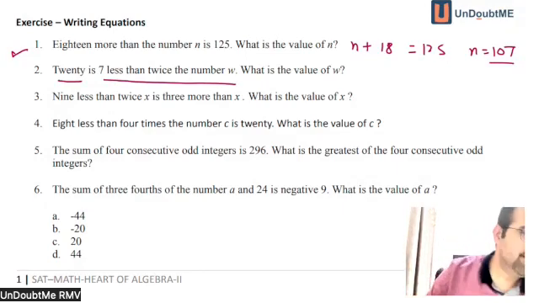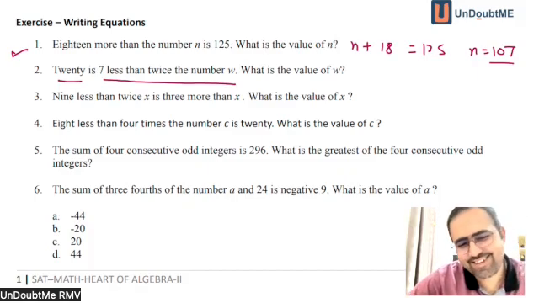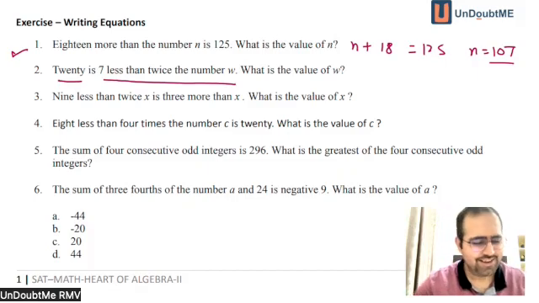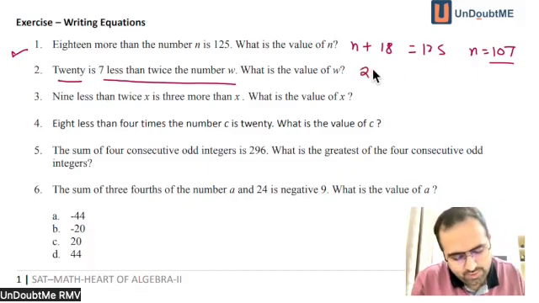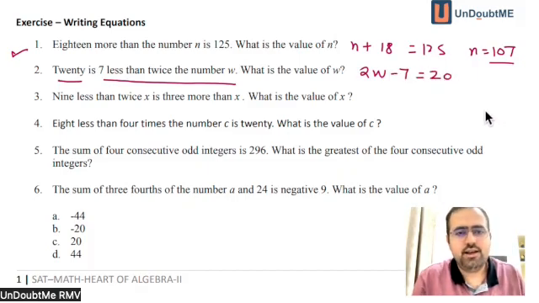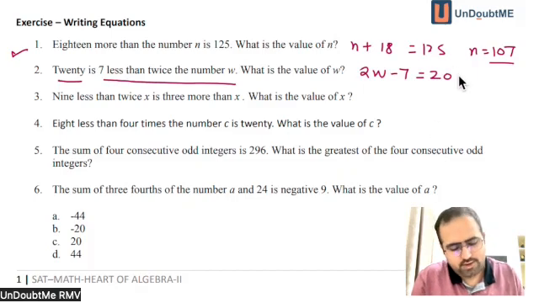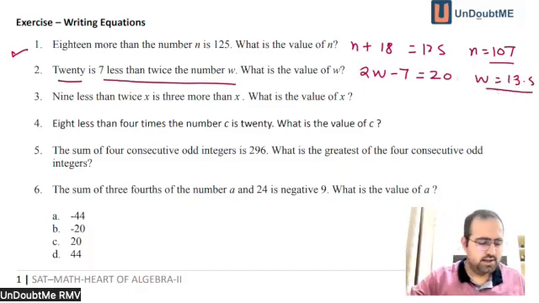So is this a doubt of maths or a doubt of English? English. Okay, so please improve your English. 7 less than twice the number, so it will be 2w minus 7 is equal to 20. After that it is very easy to solve. So the value of w will be 27 divided by 2, that is 13.5. Okay, next.